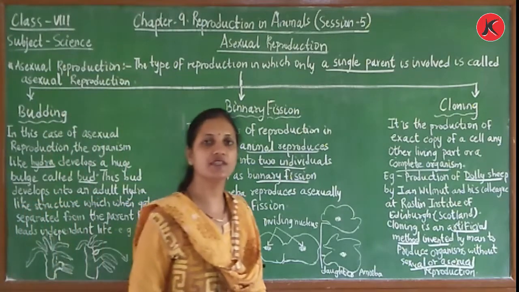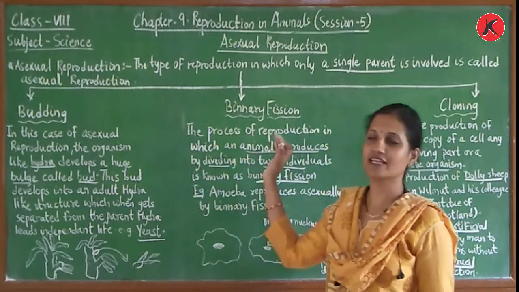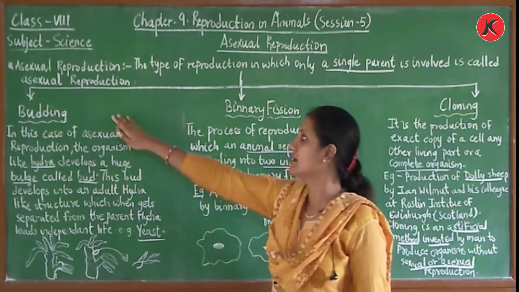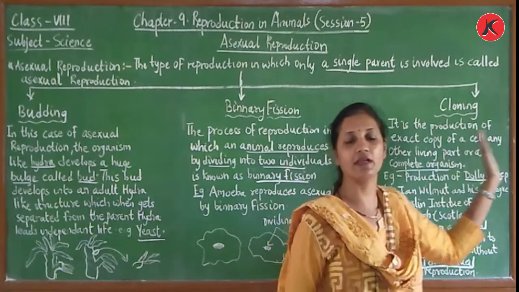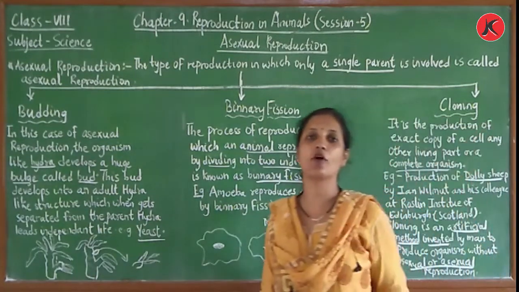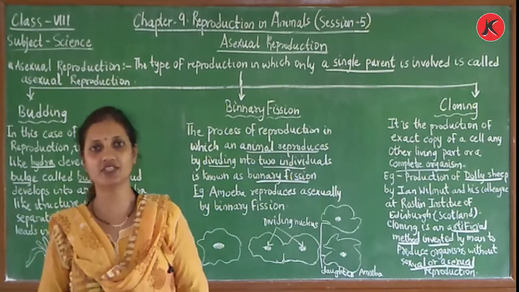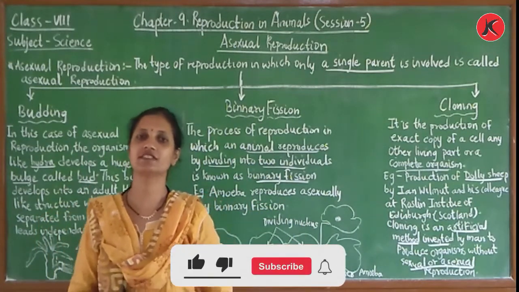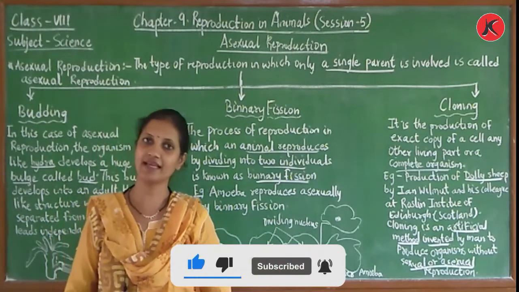I hope, children, it is understood about two types of asexual reproduction, that is budding and binary fission, and here we have cloning, which is a different type of reproduction, right? So with this we complete our session. In the next session we will start with the solutions of this chapter. Thank you and have a nice day, children.